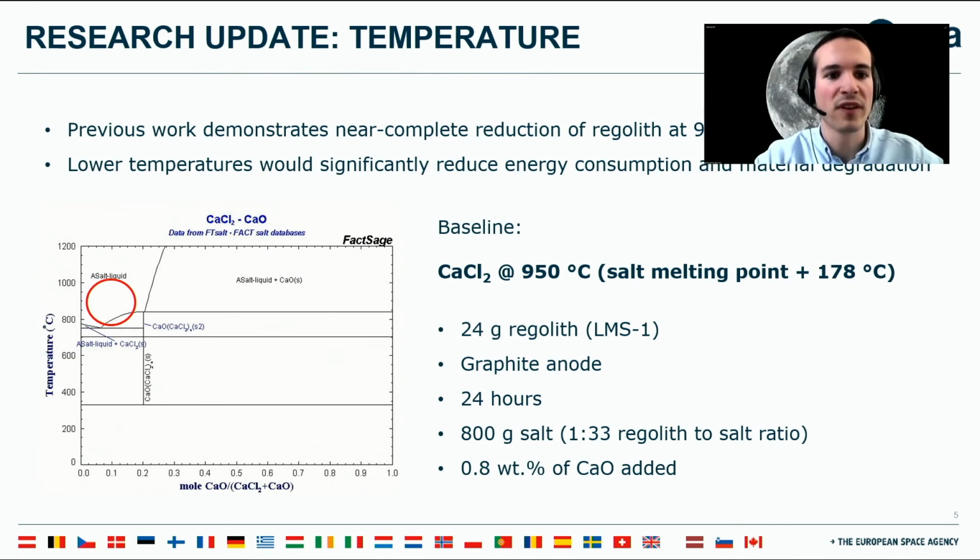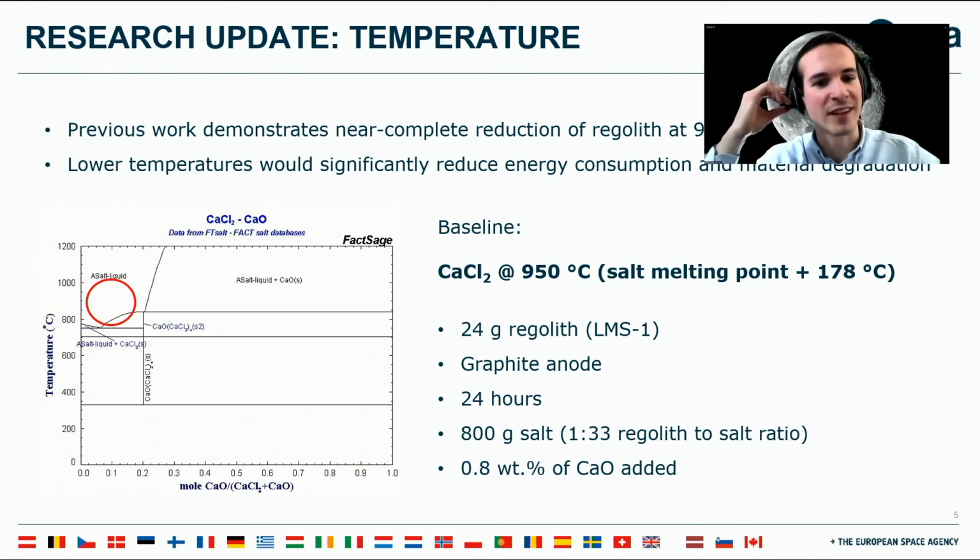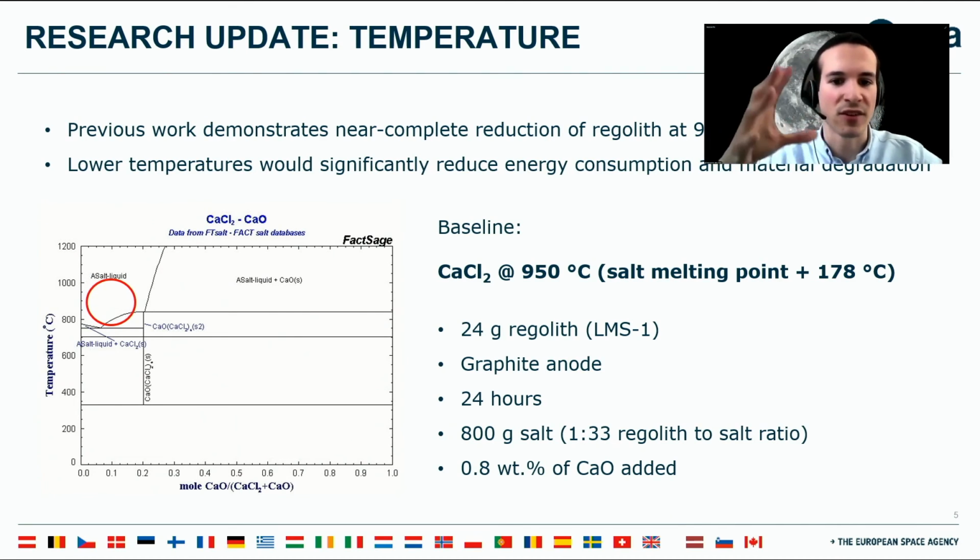With this set of equipment, the first objective of our research was to see if we could reduce the temperature of the FFC process. The proof of concept was made at 950 degrees. This is the salt melting point, which is 772 degrees, plus 178. You will understand why I specify that later.